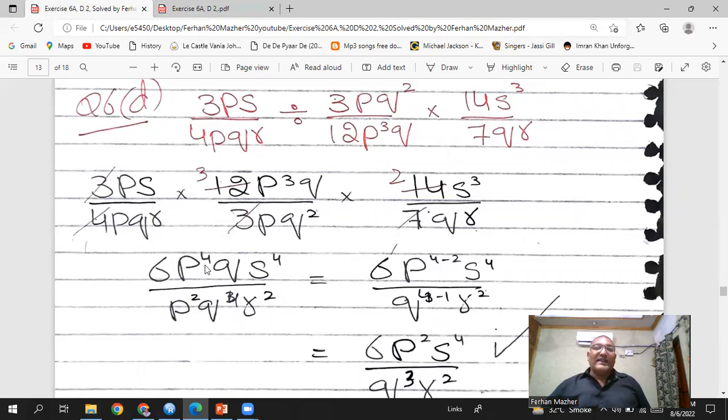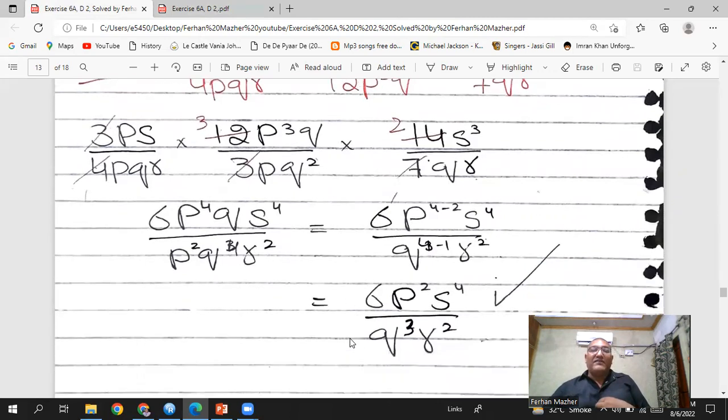So now you can cancel numerators and denominators with each other. Here we have p raised to power 4, so 6p raised to power 4 minus 2. The q's power is larger in the denominator, so I write it in the denominator, q raised to power 4 minus 1. S is only in the numerator, so I write s raised to power 4. And r square is only present in the denominator, so I write r square downstairs. So you will have 6p square s raised to power 4 divided by q raised to power 3 and r square.